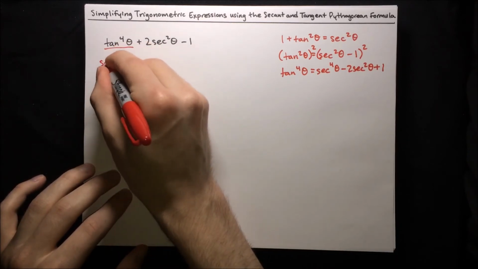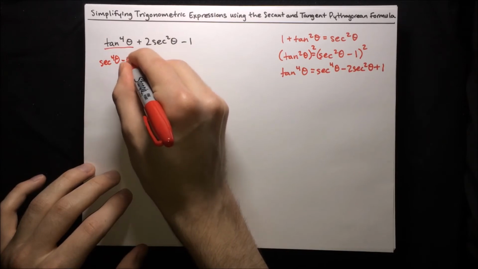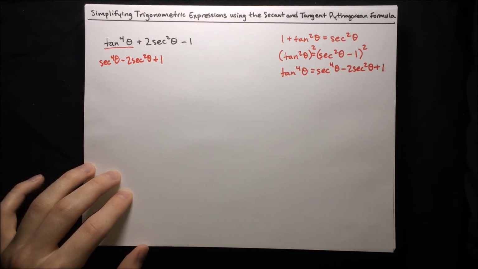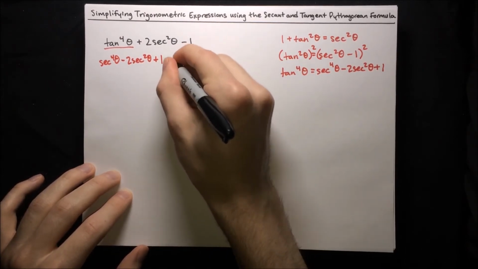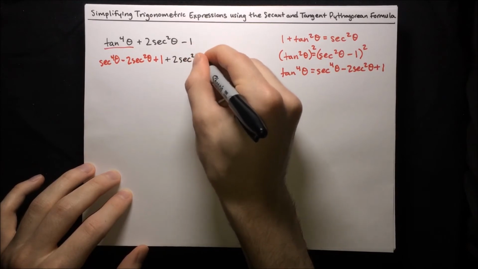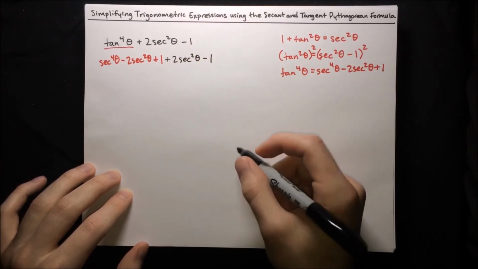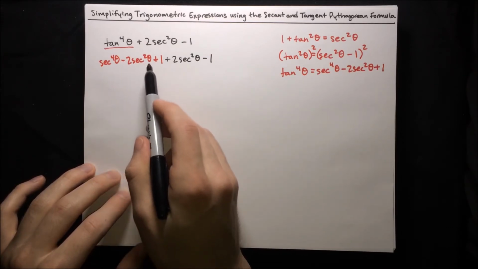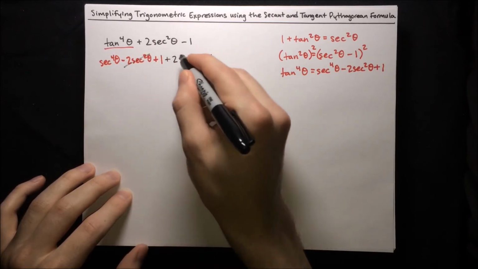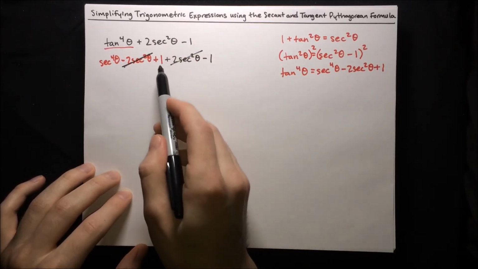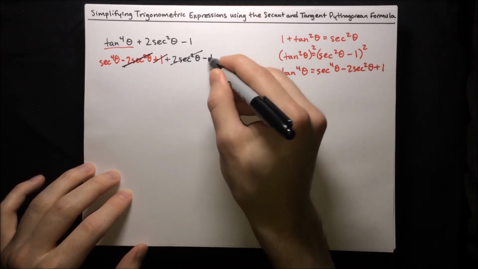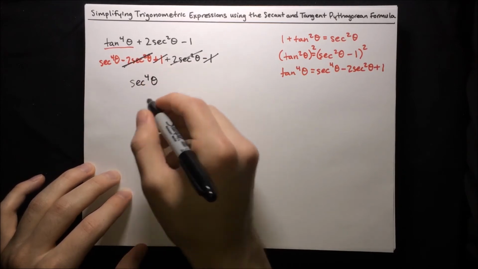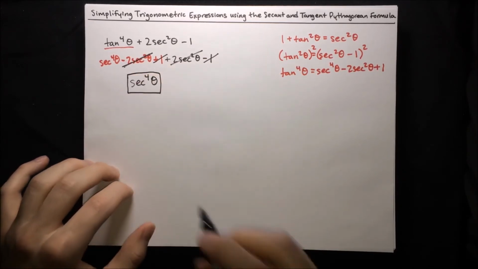So we can substitute this right hand side in for tangent to the fourth here, and we'll do that. So secant to the fourth of theta minus 2 secant squared of theta plus 1, and then we have our original terms plus 2 secant squared theta minus 1. Okay, now it looks like this expression has gotten larger, but look, some things cancel. There's a minus 2 secant squared here, and there's a plus 2 secant squared here. So those can cancel. And there's a 1 here, and a minus 1 here, so those can cancel. And we're just left with that secant to the fourth. So that's it. That's what it simplifies to. Secant to the fourth.